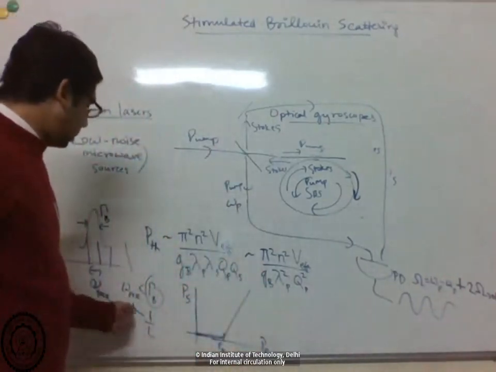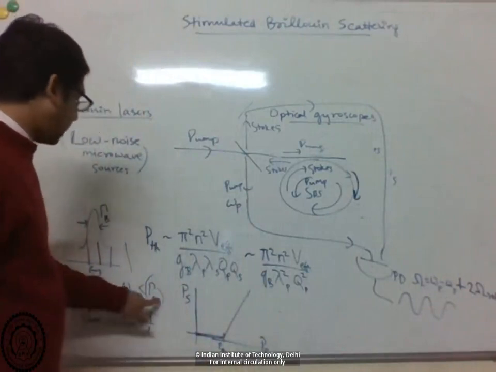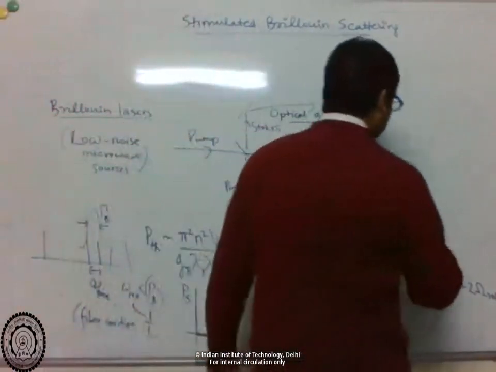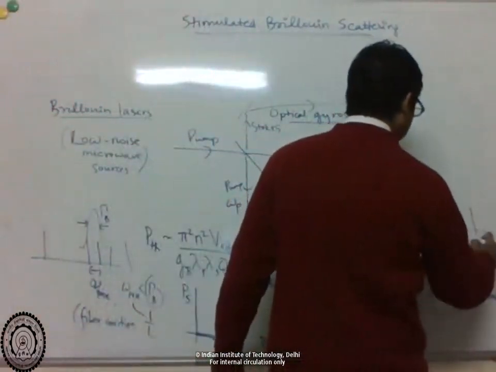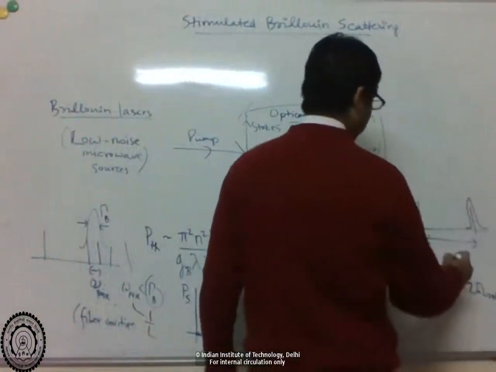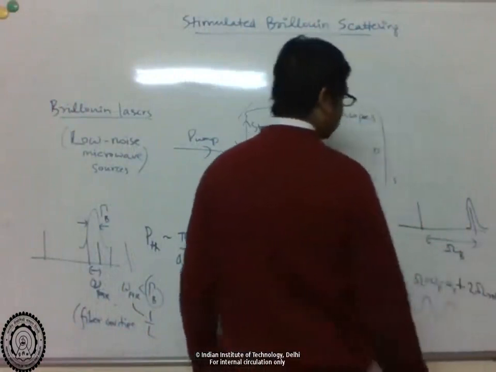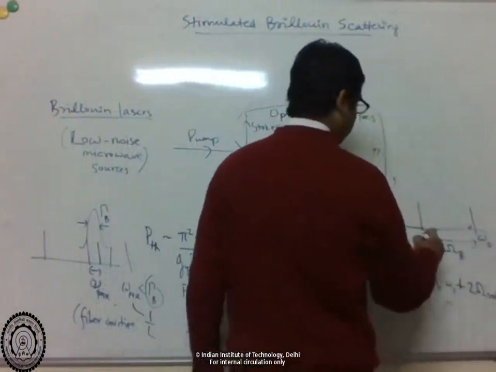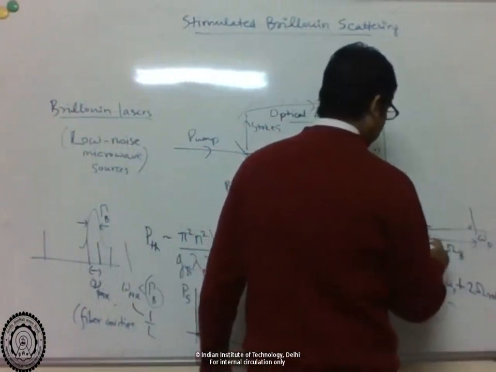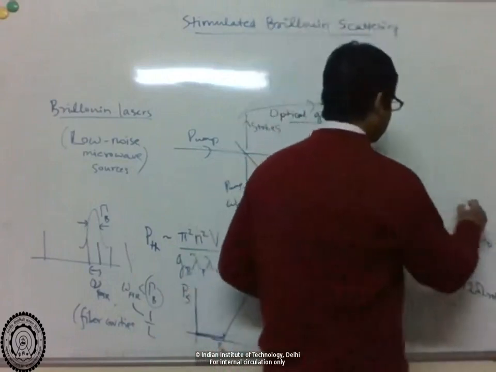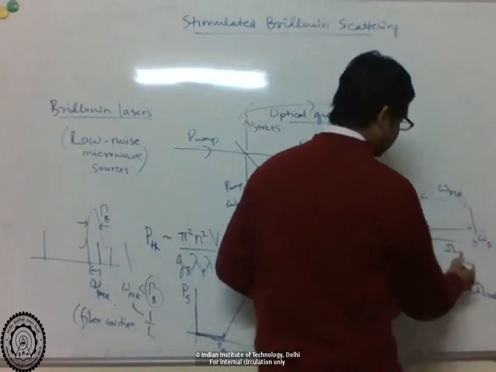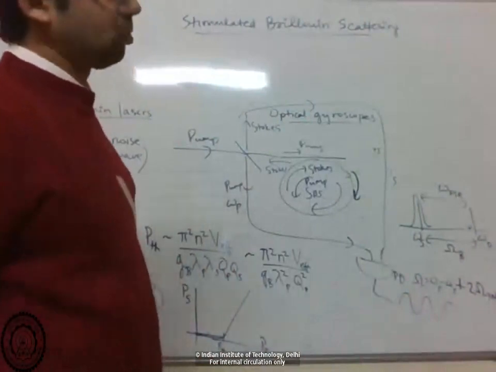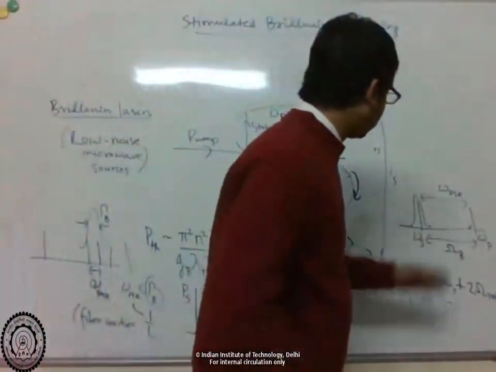But then this length is so small that I cannot satisfy this condition. So what is usually done is that you match the cavity FSR to the Brillouin shift, right? So this is omega p. Then you basically ensure that the cavity FSR matches the Brillouin shift. So you have to carefully design the size of the cavity, right? Because if the length is slightly off, then you will move off.